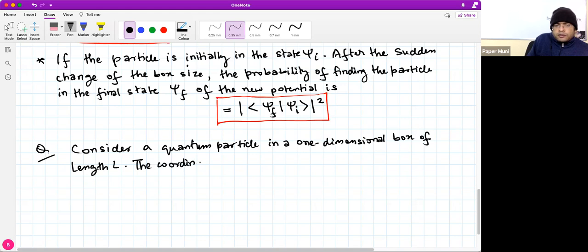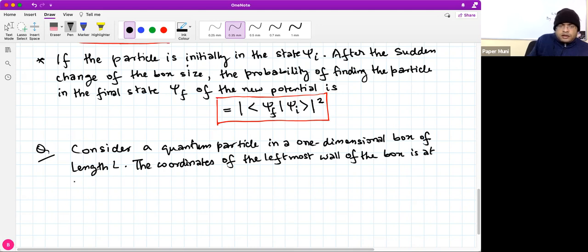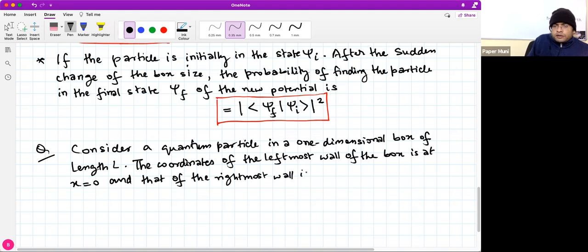The coordinates of the leftmost wall of the box is at x equal to 0, and that of the rightmost wall is at x equal to L. Now the particle is in the ground state.